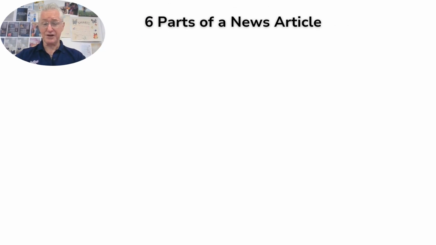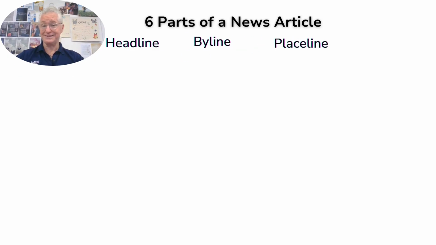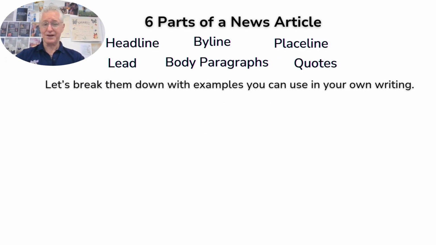So all things involving language have a structure and a format, whether it's a song, a speech, a poem, a novel, as in a narrative, or a news article. And the 6 parts to a news article are the headline, byline, placeline, the lead, body paragraphs, and the quotes. Let's break them down with examples that you can use in your own writing.